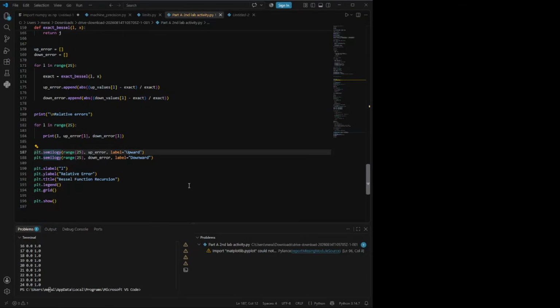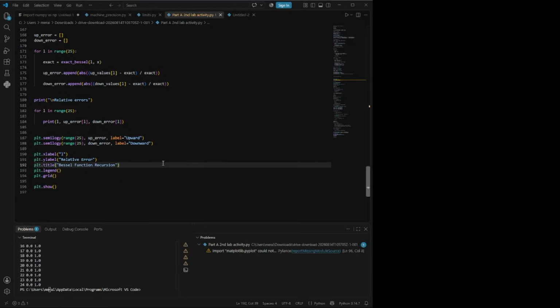The upward recursion should show the error increasing as L becomes larger. The downward recursion should remain much more accurate. This shows that the downward recursion is much more stable for this problem. Now, let's try to run this one. Okay, my result. This is my Bessel function.